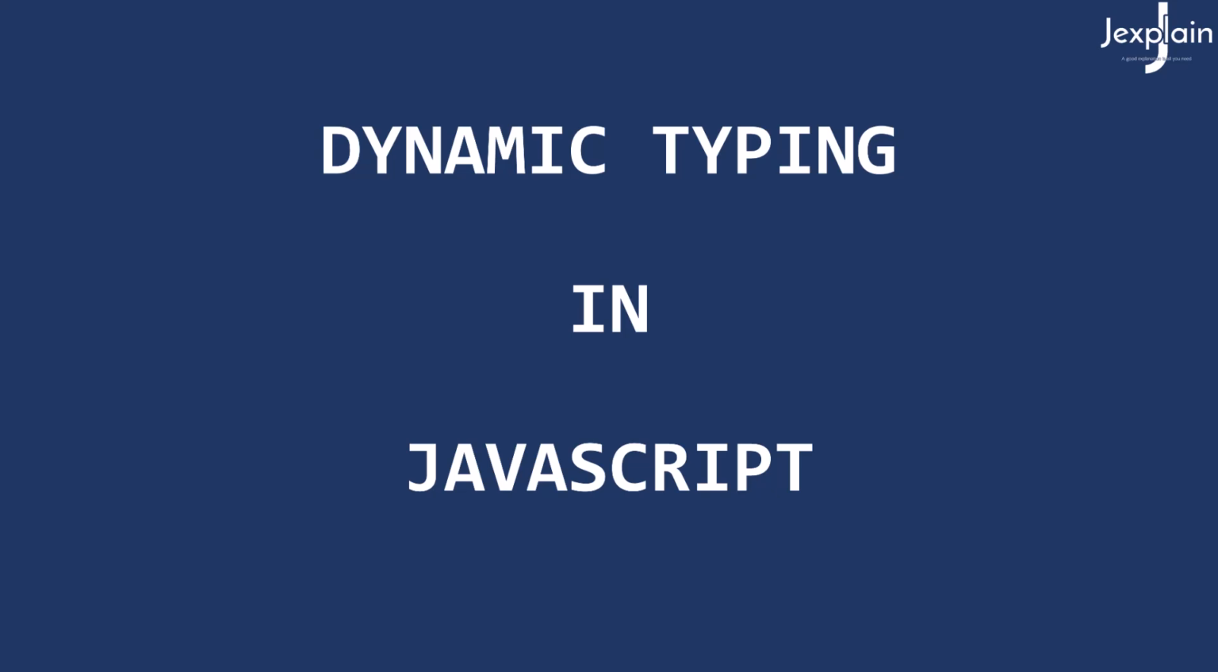Now this is one of the most powerful features of JavaScript, and this is called dynamic typing, which means that variables are not declared with a specific data type. Instead, the type of the variable is determined at runtime based on the value that is assigned to it. This makes JavaScript really flexible, as a single variable can hold values of different types throughout the program's execution.